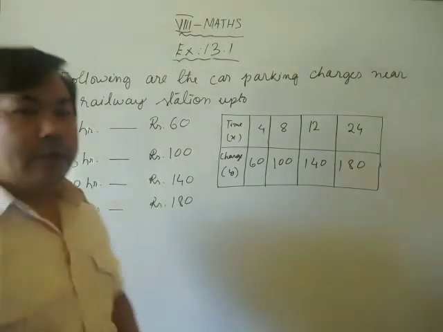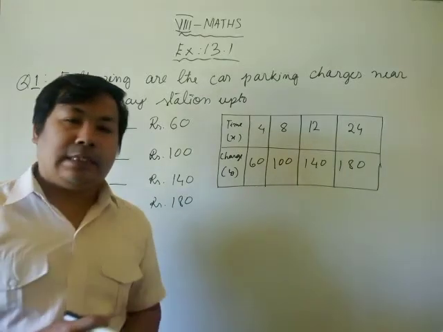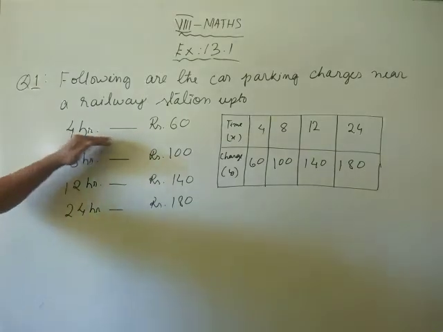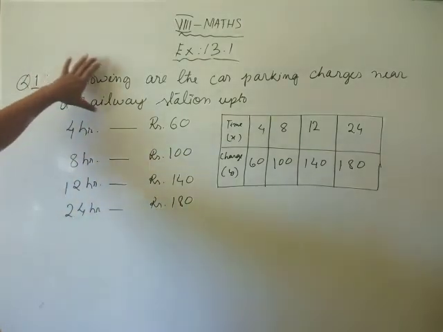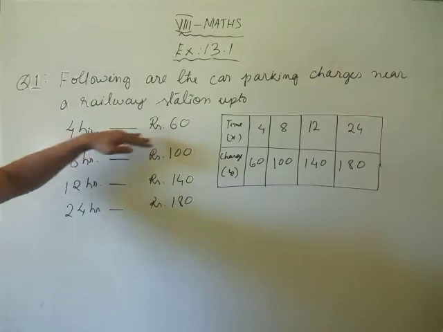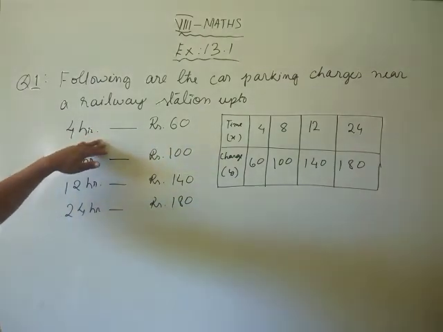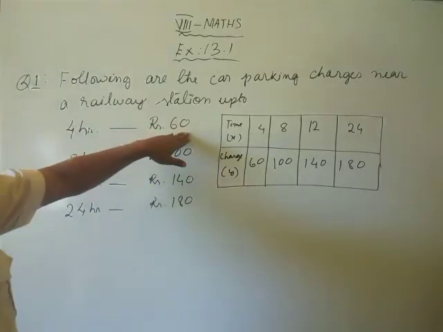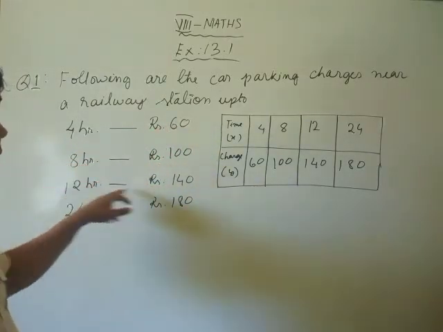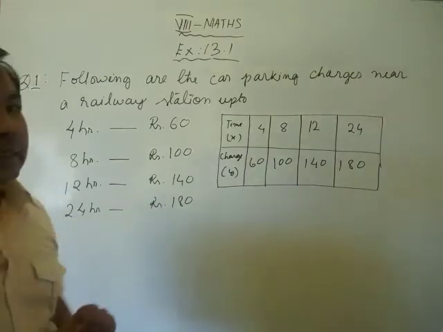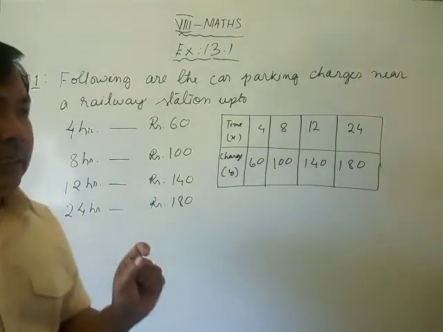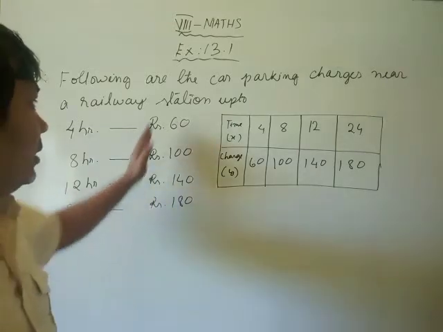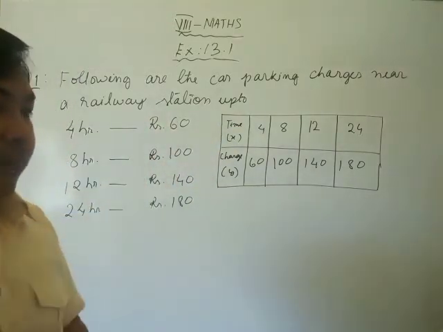So here we begin exercise 13.1. In 13.1, question number 1, some values are given here. The question says that these are the charges for parking a car near a railway station. If it's parking for 4 hours, it is 60, 8 hours 100, 12 hours 140, 24 hours 180. Like this, some charges are given, and we must check whether these charges are proportional to the time given. Time is given here, charges are given here. So are they proportional or not?